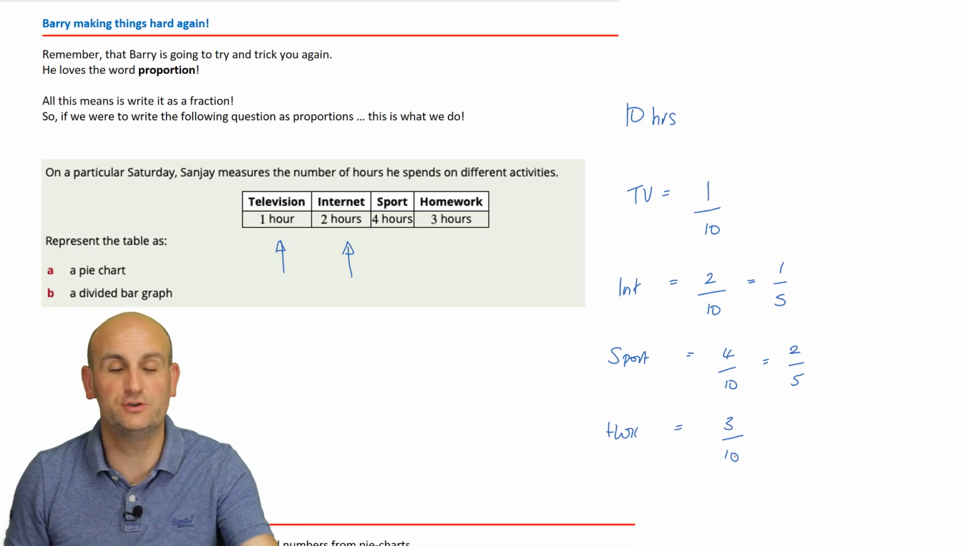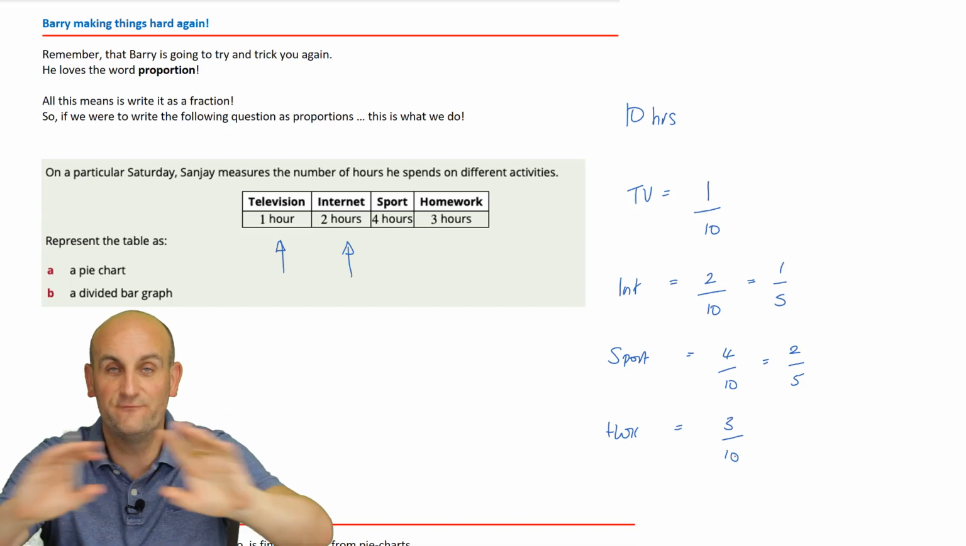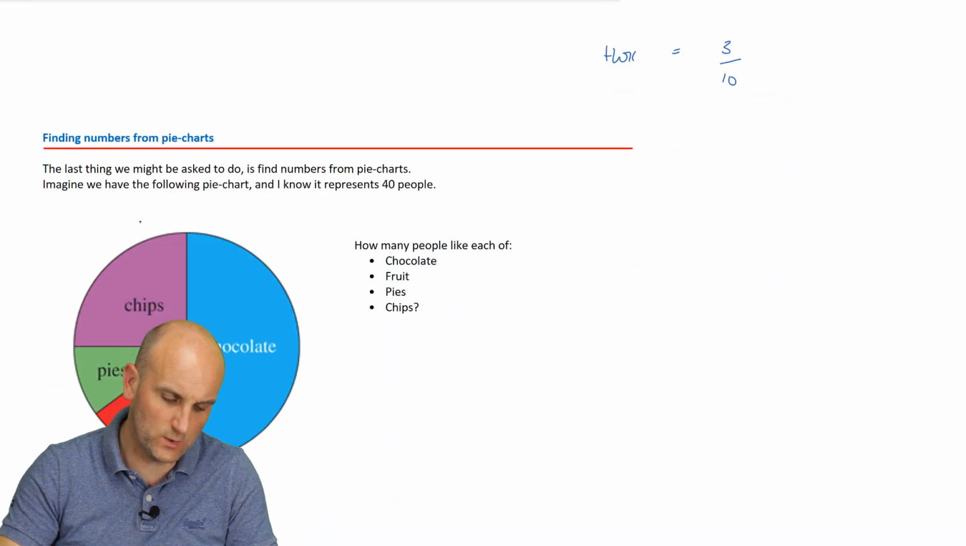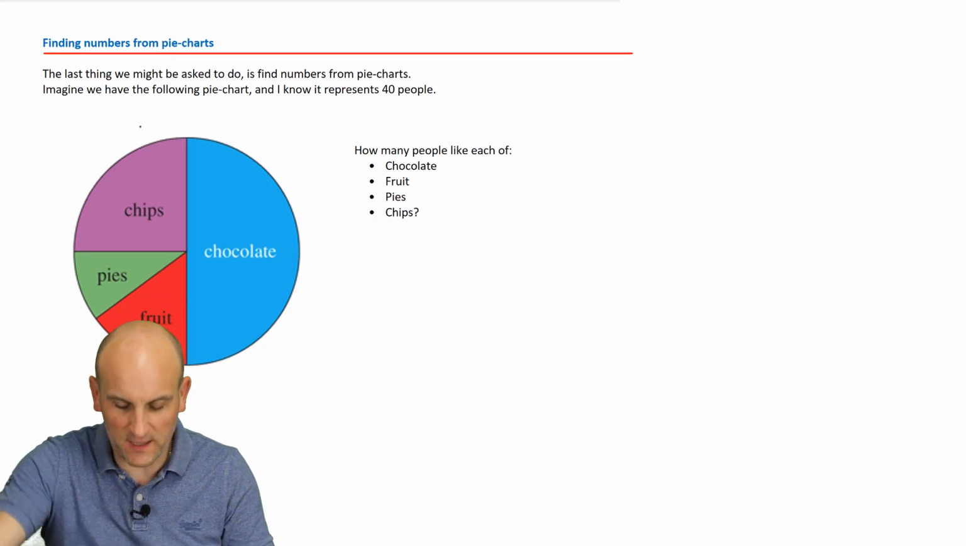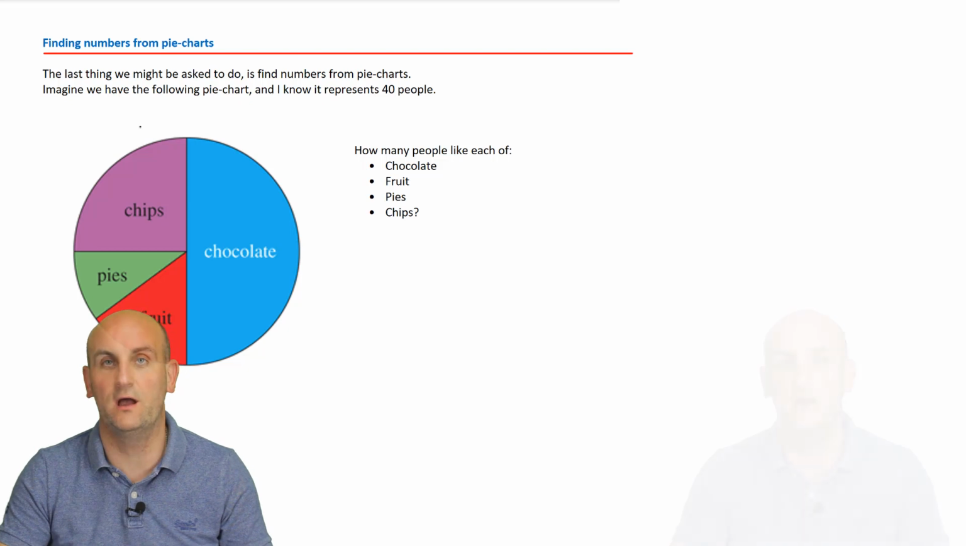So whenever you see proportion, it's just asking you to say, well, look at each of the individual bits and divide them by the total. Not particularly difficult, Barry. We saw through this one. And the very last part, I promise, before this video gets to almost too long, finding numbers from pie charts.